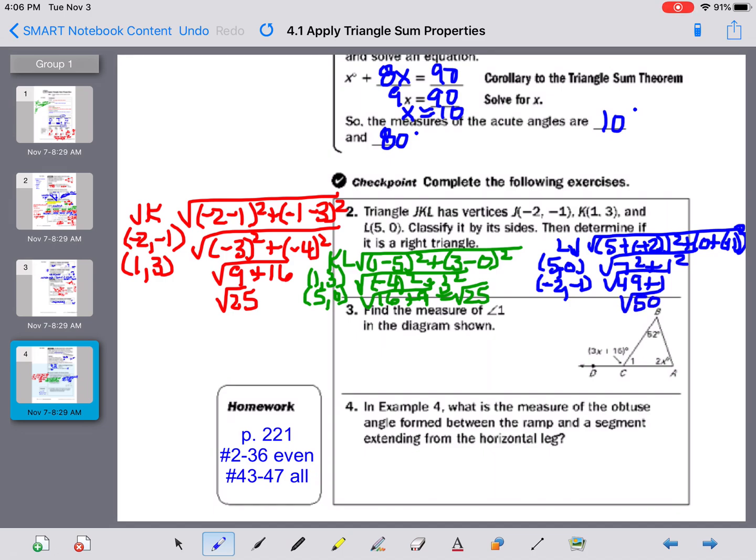All right, so we did all 3 distance formulas. Is this scalene, isosceles, or equilateral? Well, I have 2 sides the same, the square root of 25 and the square root of 25, but not 3 sides, so it looks like it's isosceles.